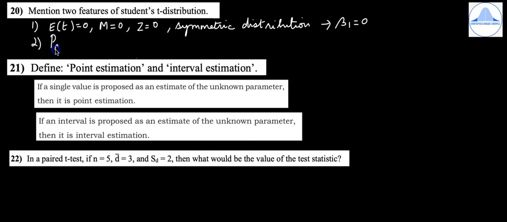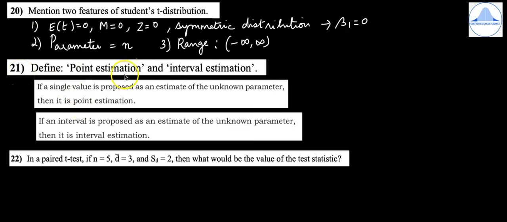Then the second is the parameter of the T distribution. It is equal to n. Then third, if you want, you can write the range for the student's t distribution is minus infinity comma infinity.